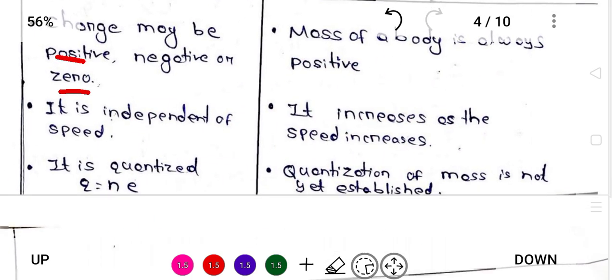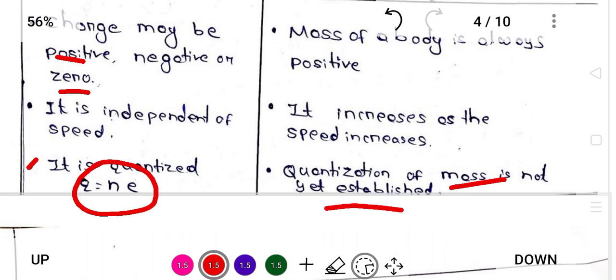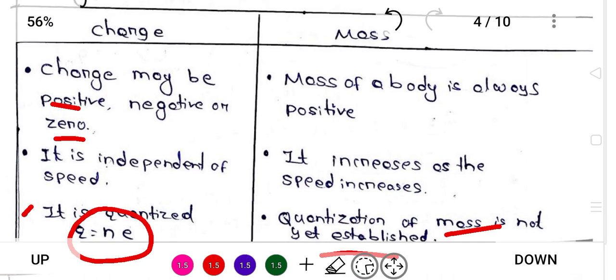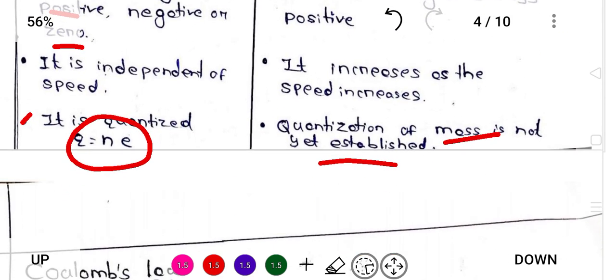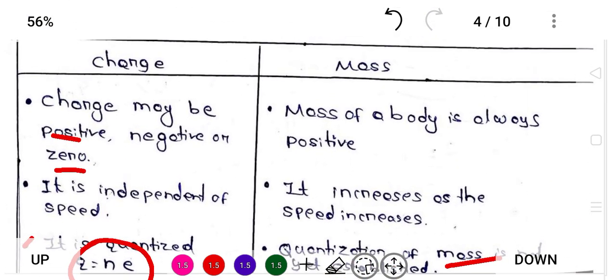Now the third difference is that charge is quantized, that is Q equals n e, but the quantization of mass is not yet established. One electron, 2 electrons can vary, but mass of 0.1 gram can also vary, 0.5 gram can also vary, 1 nanogram, 1 milligram. An object can vary by this mass.